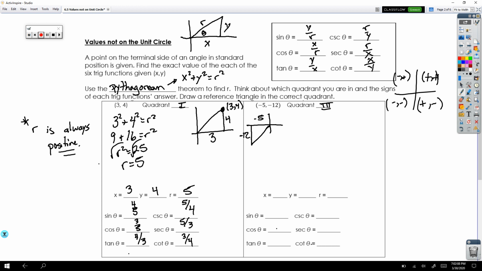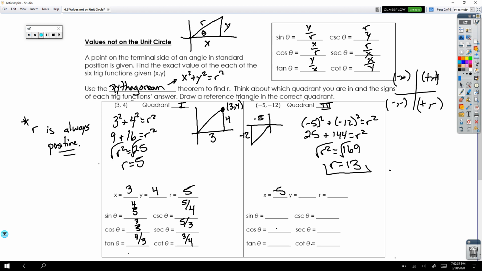And again, we have a special right triangle here. We have our 5, 12, 13 triangle. But again, if you don't remember that, use the Pythagorean theorem. So -5 squared plus -12 squared equals r squared. So 25 plus 144, which would give me 169, and the square root of that would give me 13. So we have x equaling -5, y equaling -12, and my r value equaling 13.